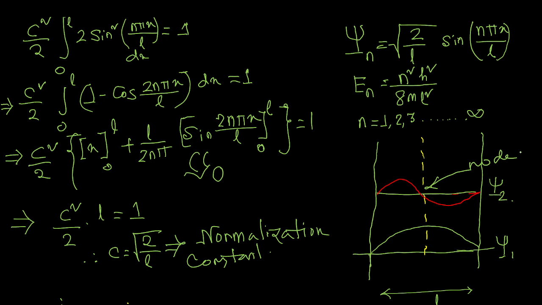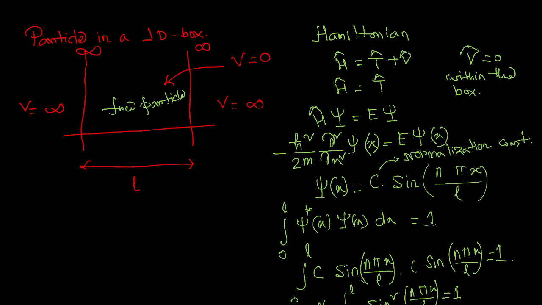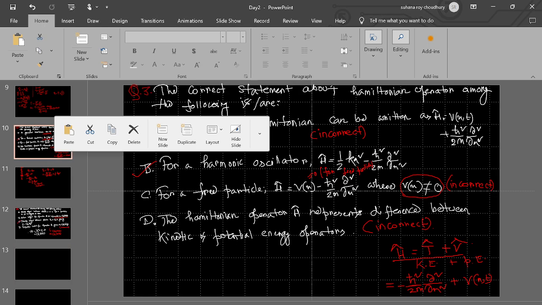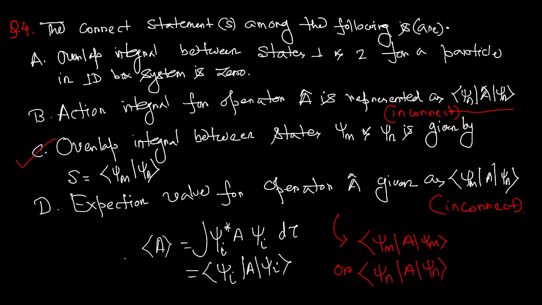Now if you look at the overlap integral between 2 and 1, if you superimpose psi 1 with psi 2, then the net wave function will be 0, it will vanish. So the overlap integral between state 1 and 2 of a particle in a box problem will be 0. So this option is also correct.